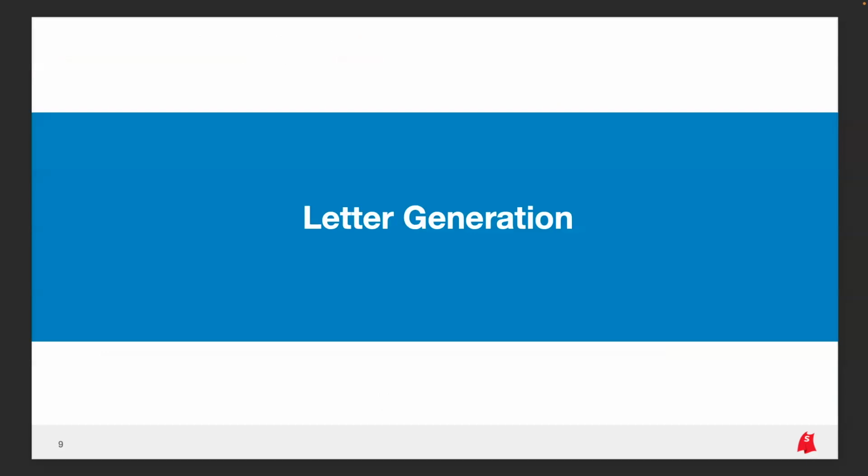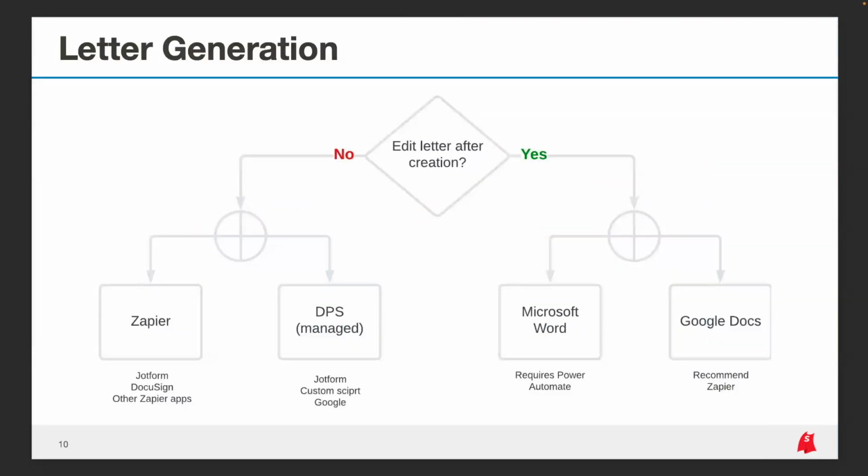Now let's transition to reviewing the options available for automation of letter generation for Bonterra Impact Management. Automating letter generation can look different based on whether you need to edit the letter after creation or not. If you need to edit the letter after creation, options are driven by the workspace used by your organization. Google Workspace users can generate letters from Google Doc templates. We recommend this solution being deployed via Zapier, a no-code automation platform. Microsoft 365 users can use Word templates to generate letters for editing. Automations via Microsoft 365 require Power Automate.